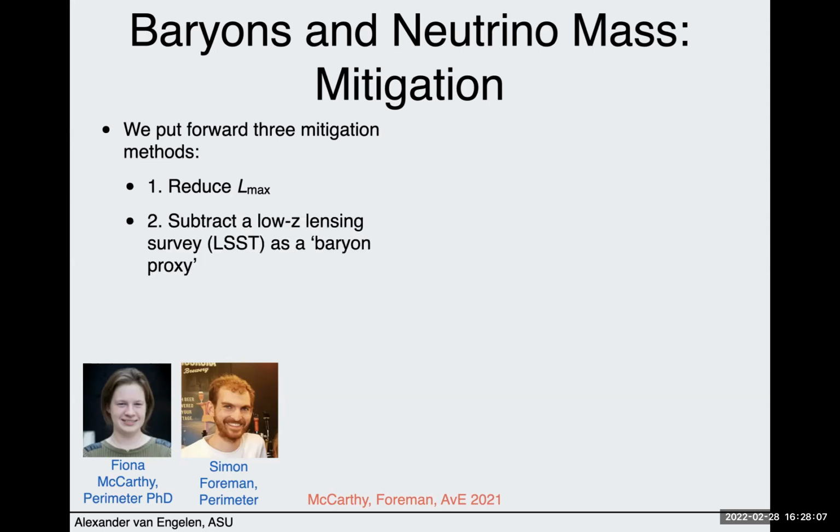The second one is to use a low redshift lensing survey like LSST as a baryon proxy. Since the baryons are affecting low redshift, let's use LSST, not because we want to learn about cosmology from LSST, but because it's doing a really good job of measuring the baryons in the lensing. That was our second method. The third one was to try marginalizing using an analytic prescription for what the baryons are doing, using in this case a particular model.